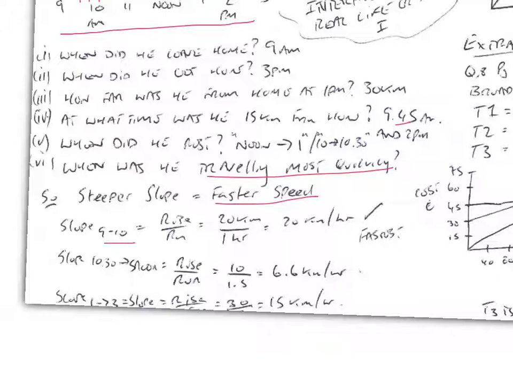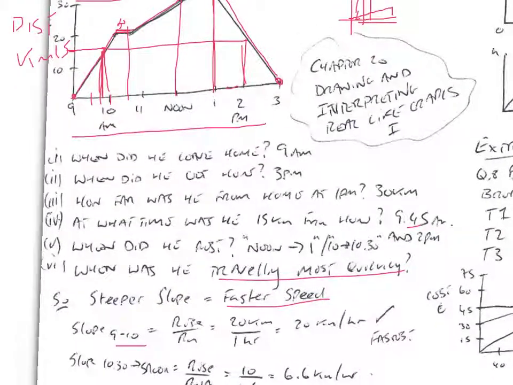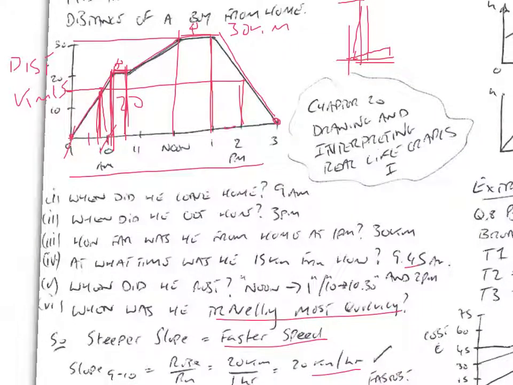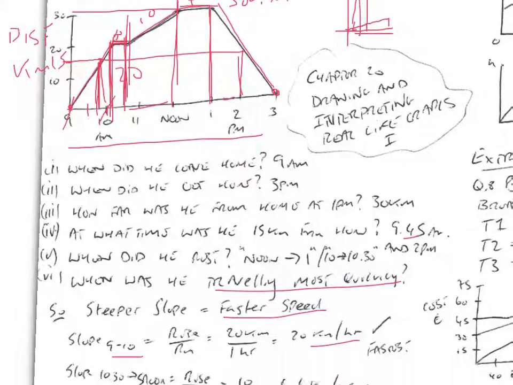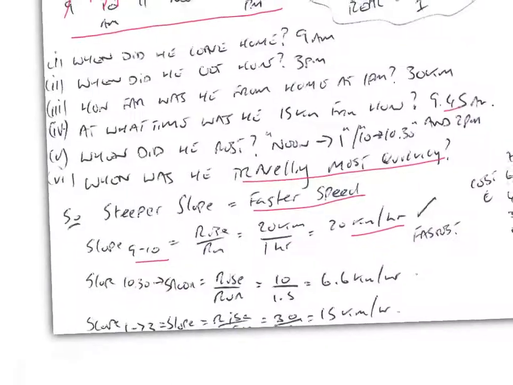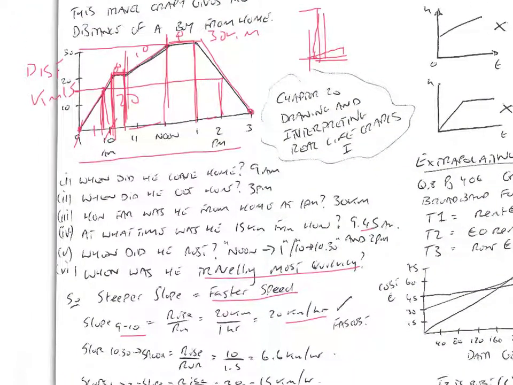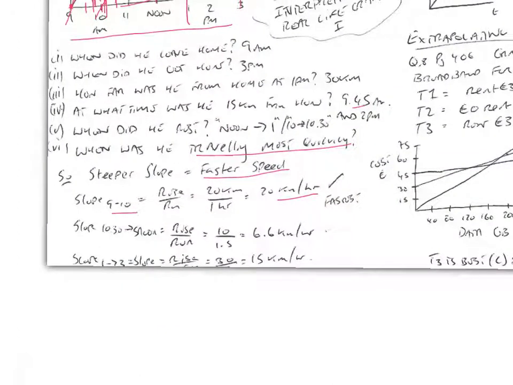So between 9 and 10, the rise over the run. There's the rise. It's 20. Over the run is 1 hour, so 20 kilometers per hour. For the next one, the rise over the run goes from half 10 to noon. That's an hour and a half. 10 kilometers in an hour and a half, so that slope is 6.6 kilometers per hour. And finally, the last rise over run is a rise of 30 kilometers over 2 hours. So 30 divided by 2 gives the slope of 15 kilometers per hour. So he was fastest between 9 and 10 when he took off out the door.